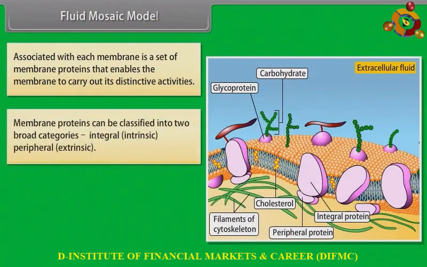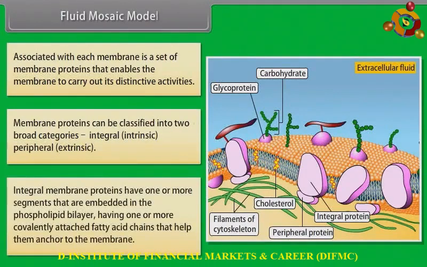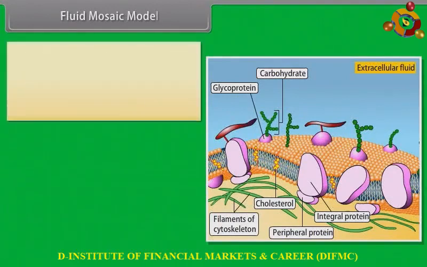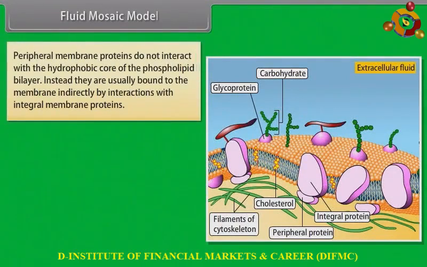Membrane proteins can be classified in two broad categories: integral, that is intrinsic; and peripheral, that is extrinsic. Integral membrane proteins have one or more segments that are embedded in the phospholipid bilayer, having one or more covalently attached fatty acid chains that help them anchor to the membrane. Peripheral membrane proteins do not interact with the hydrophobic core of the phospholipid bilayer. Instead, they are usually bound to the membrane indirectly by interactions with integral membrane proteins.